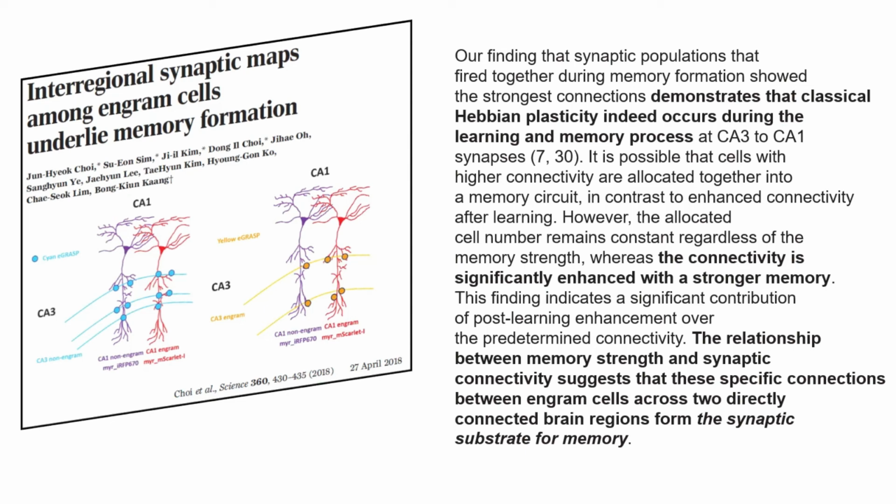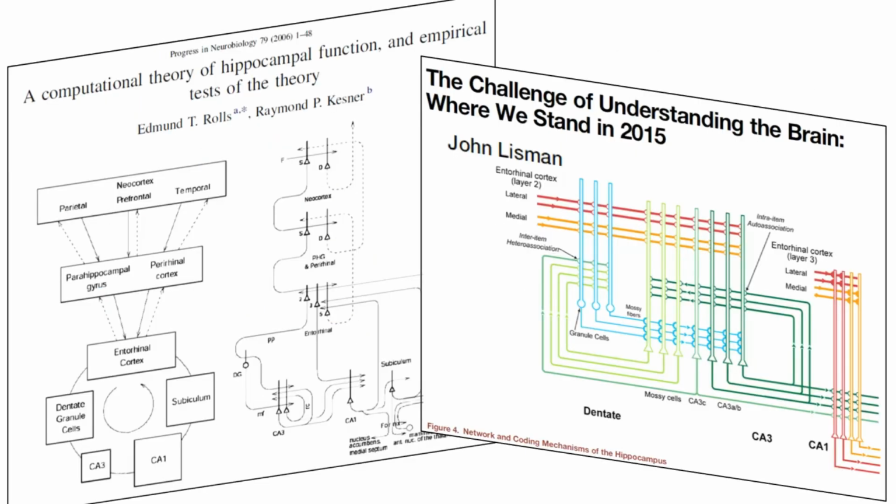The relationship between memory strength and synaptic connectivity suggests that these specific connections between engram cells across two directly connected brain regions form the synaptic substrate for memory. Now, this particular study addressed a very specific question regarding the encoding of memory, specifically whether memories are stored as the strengthening of synapses among ensembles of neurons.